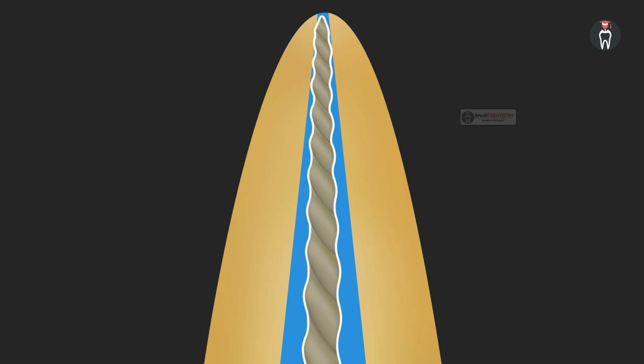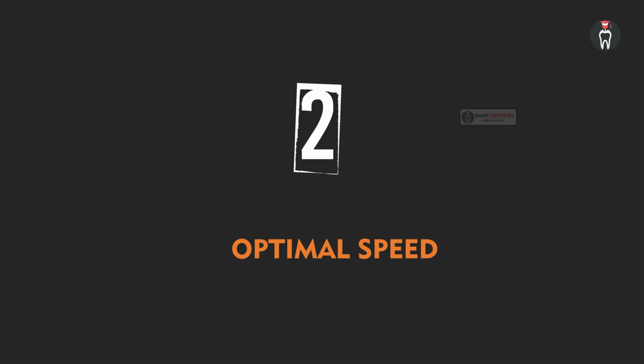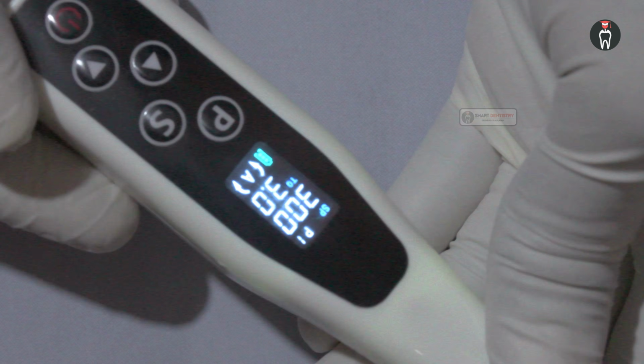In this picture, you can see that the file is making a contact only in the apical portion, not in the remaining area. So this file will not screw inside the root canal system. Hope this technique is very clear. And if you are experiencing the screw-in effect frequently in your clinical practice, follow this technique. This is highly effective. Second is to choose an optimal speed.